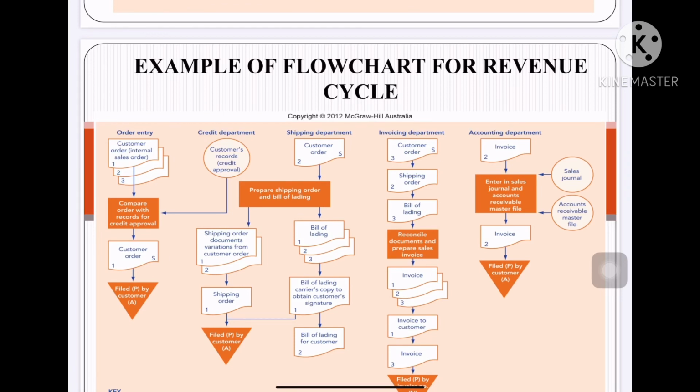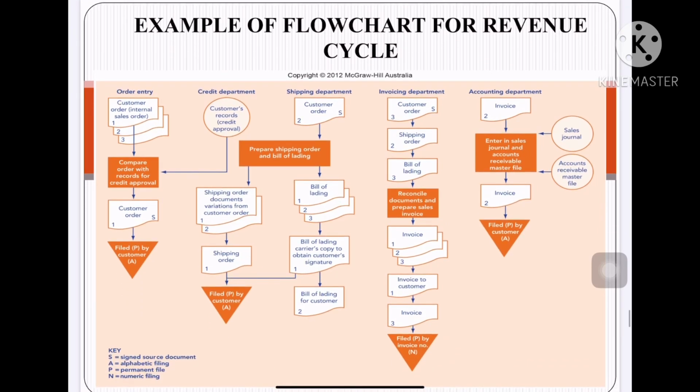Can we have a look at the order entry? When the order is entered, there is the customer order and the internal sales order. They have to prepare 3 copies of the sales order, and then from the credit department, they have to check the sales order for credit approval. If the credit approval is granted, have a look: 1 copy of the sales order will be filed by customer according to alphabet. P stands for the permanent file, so this process will be saved in the permanent file.